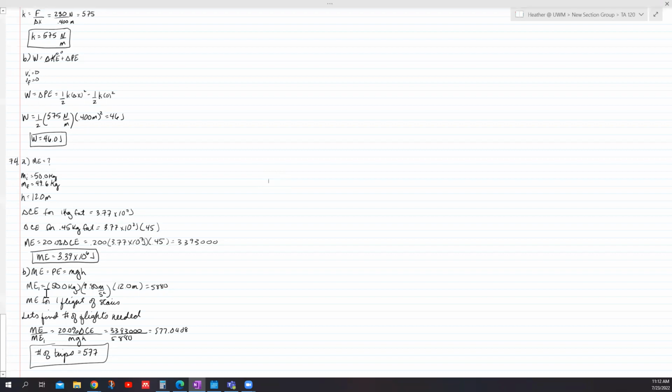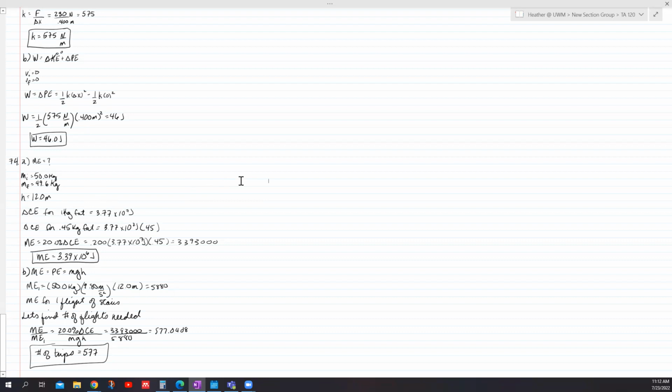Okay, so let's start off with what we need. How much mechanical energy do we need? And our given initial mass is going to be 50.0 kilograms. Final mass is going to be 49.6 kilograms. And we know that the height of our stairs is going to be 12.0 meters.